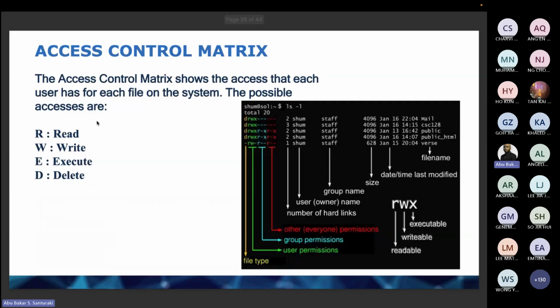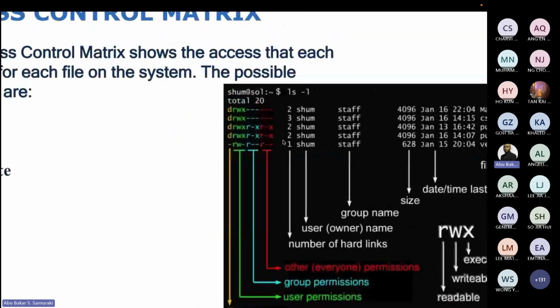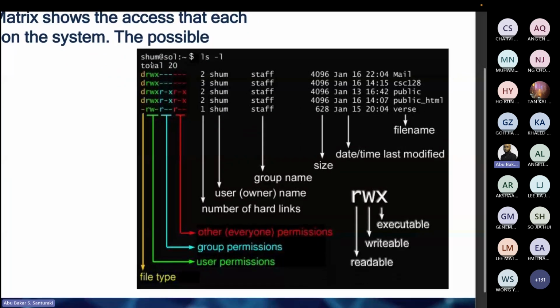And that's that. Also, in a system, you remember when we talked about security, who can access what file? You can see who can access a file by its access control matrix. So what's an access control matrix? It's a description of who has rights over a file. Let me show you an example here. So in this image, you can see the user is called Shum.